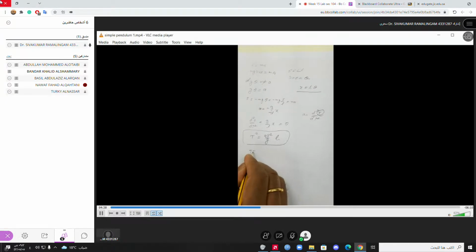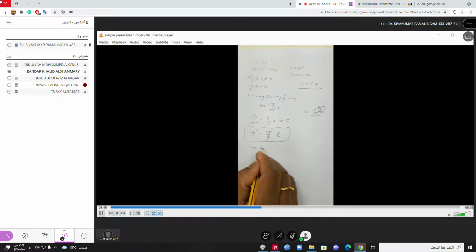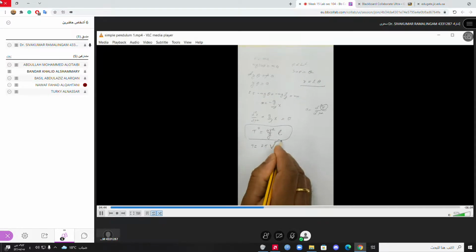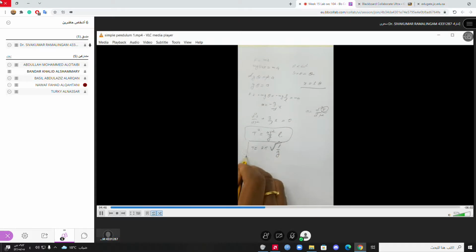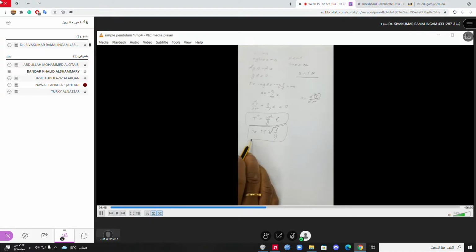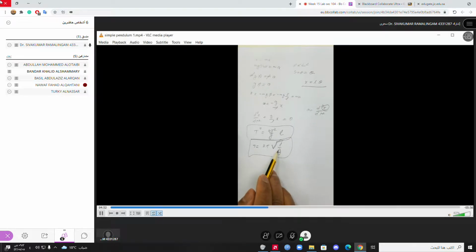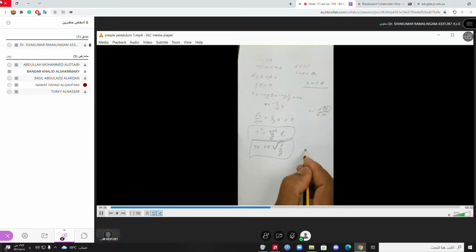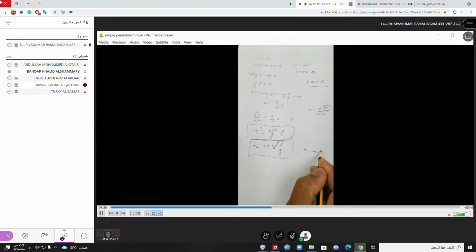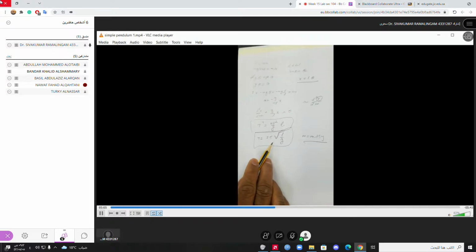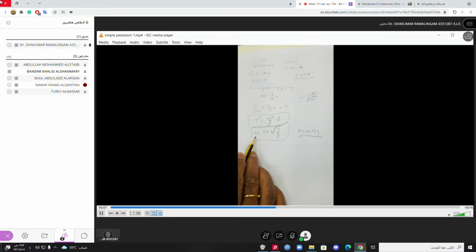The time period T is equal to 2 pi square root of L over g. T is the time period of the pendulum, 2 pi is a constant. And in this, the m is missing. Theoretically, I can show that as m changes, the mass of the bob changes, the time period does not change.